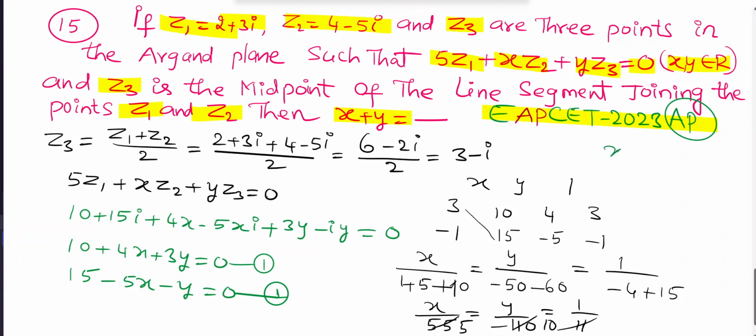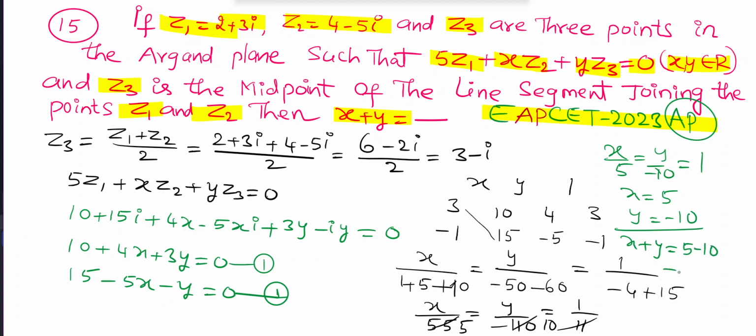x by 5 is equal to y by minus 10 is equal to 1. From this, x is equal to 5, y is equal to minus 10. Now we find x plus y, that is 5 minus 10, that is equal to minus 5. That is the required answer.